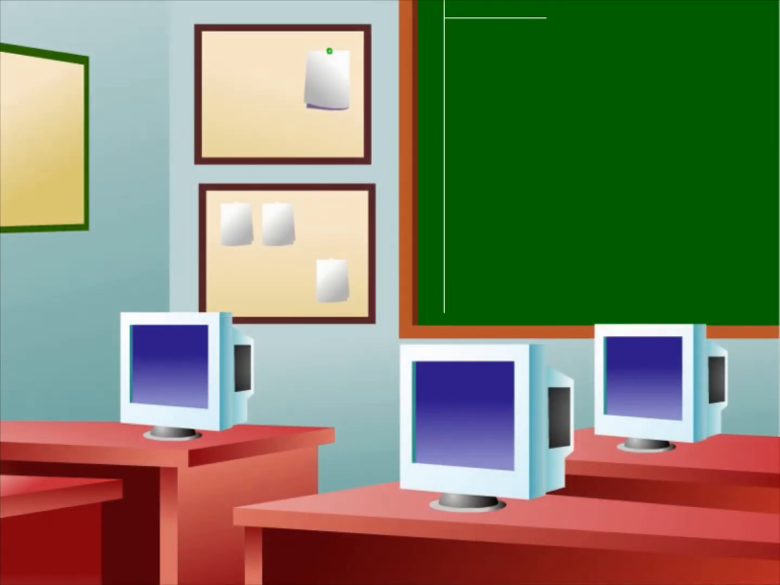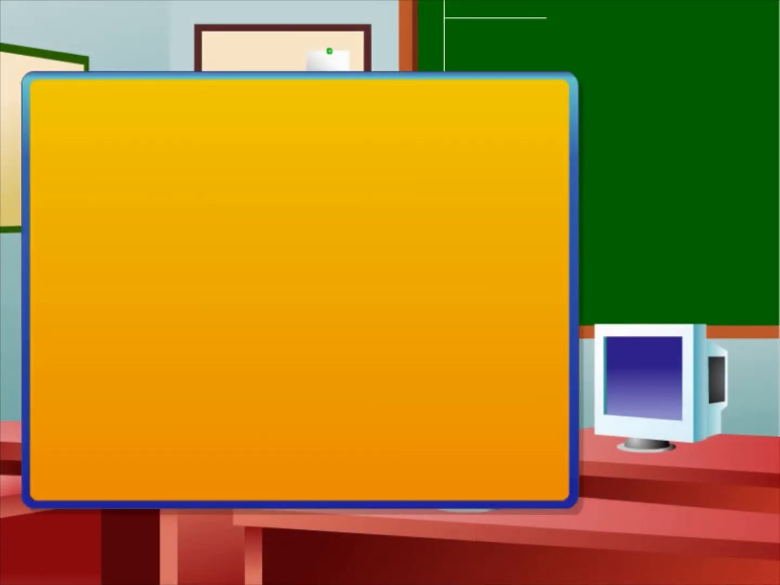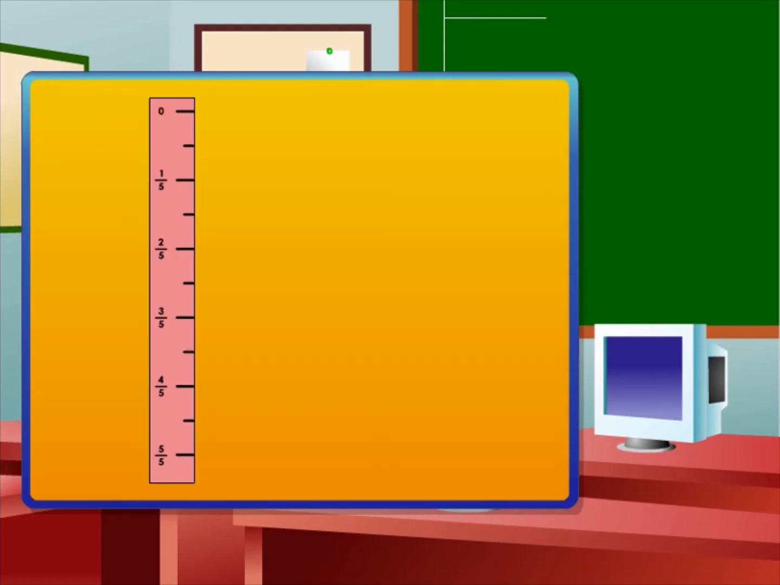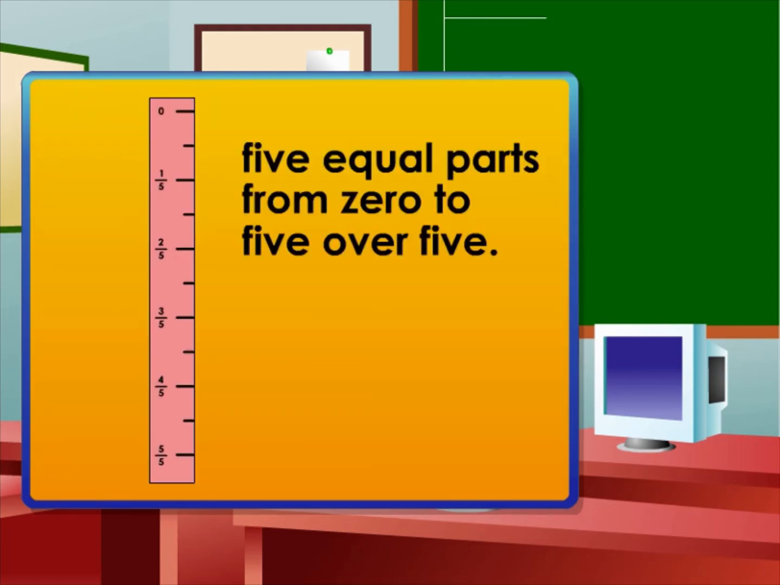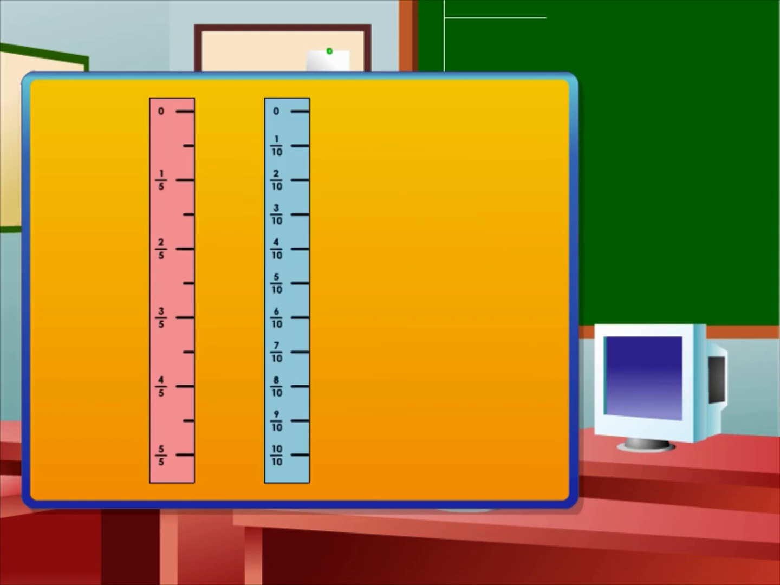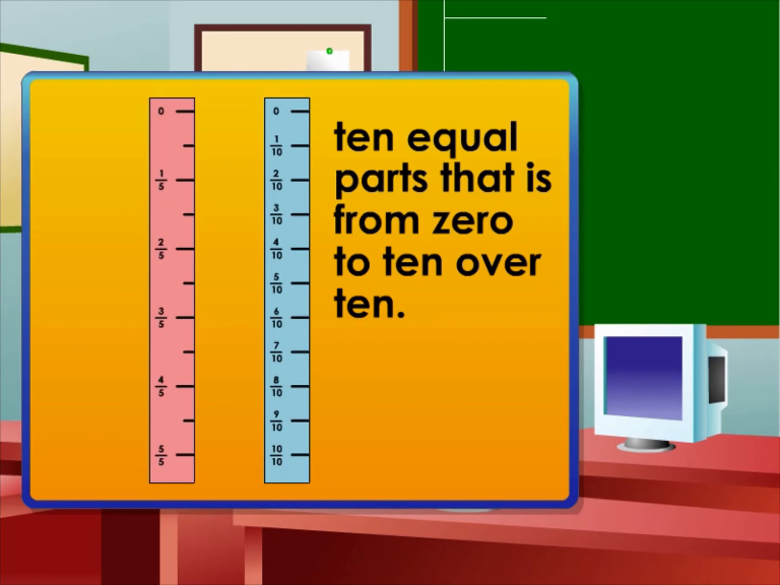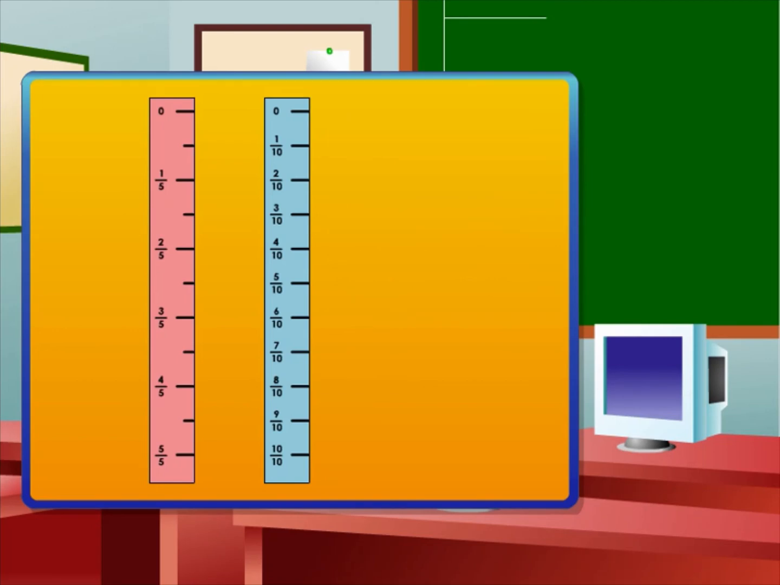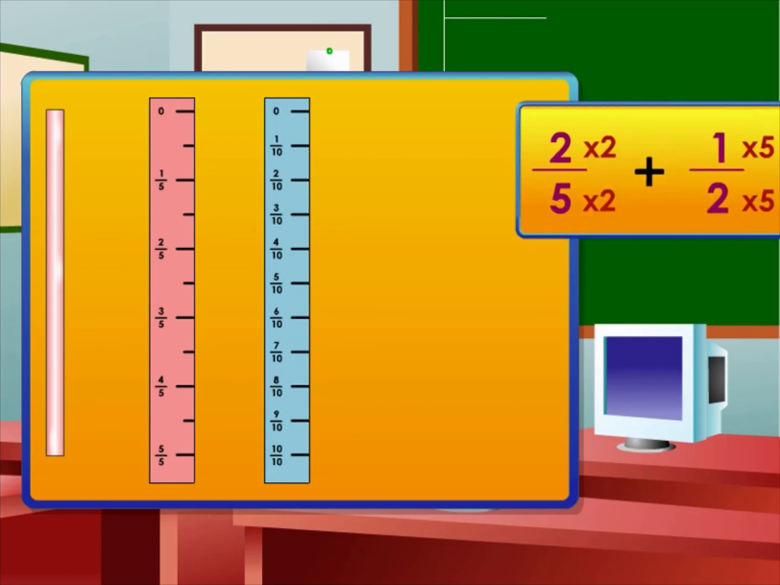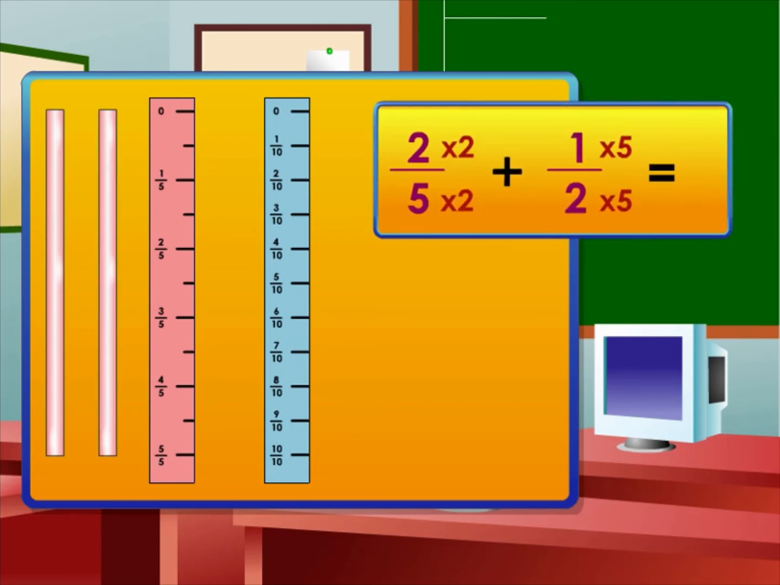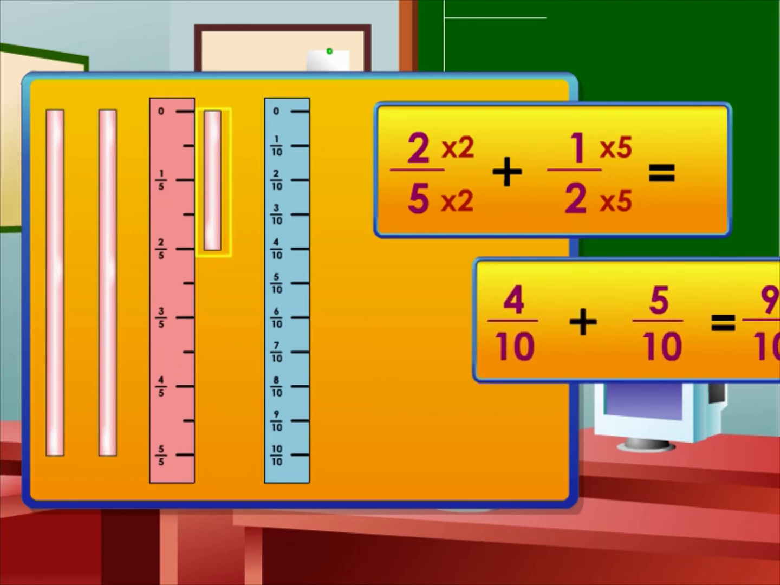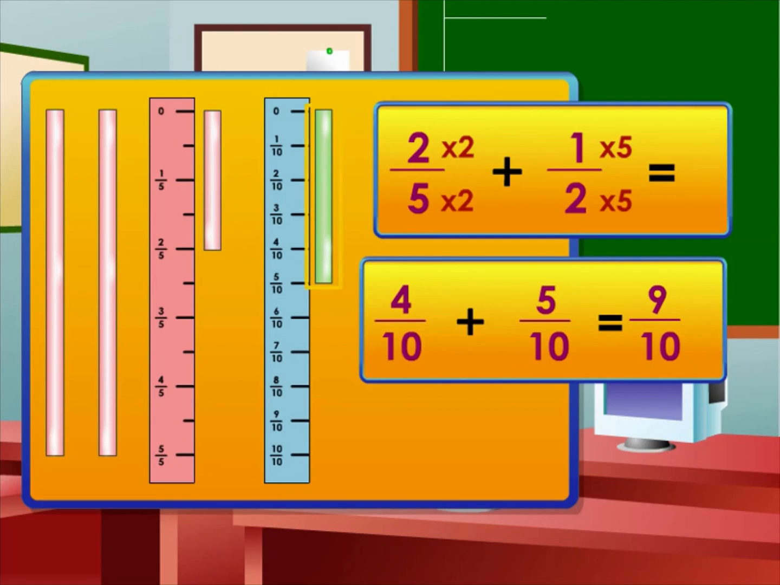Let's use the number lines to solve the problem. Look at these number lines. The red is divided into 5 equal parts from 0 to 5 over 5. The blue line is divided into 10 equal parts, that is from 0 to 10 over 10. First, we add the whole numbers, that is 1 plus 1 equals 2. Then we add the fractional parts, that is 2 over 5, which is also equal to 4 over 10, plus half, that is 5 over 10. The answer is 9 over 10.